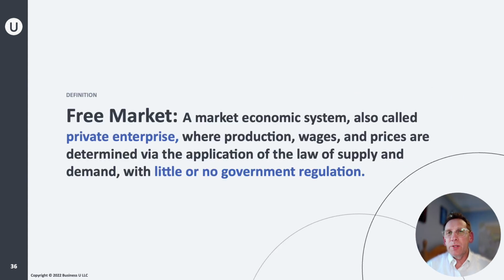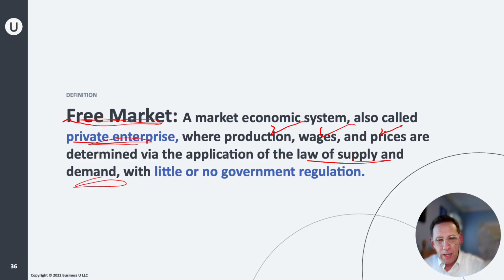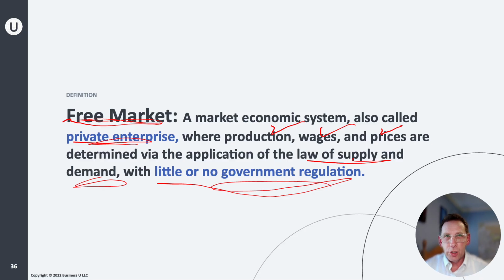All of this kind of stuff usually happens in a market economic system called a free market, also called private enterprise. This is where production, wages, and prices are determined via the application of the law of supply and demand, often with little or no government regulation.